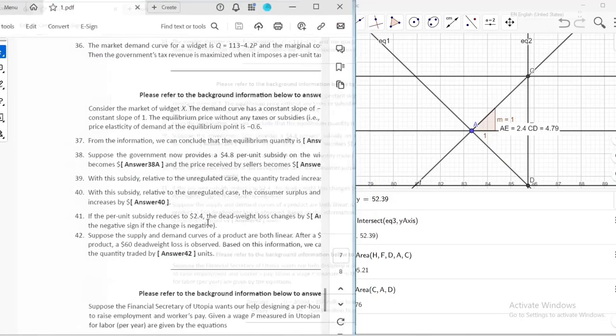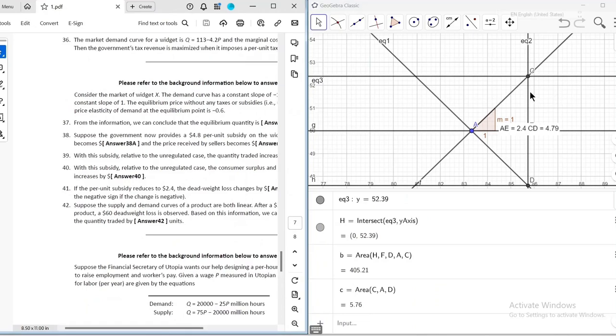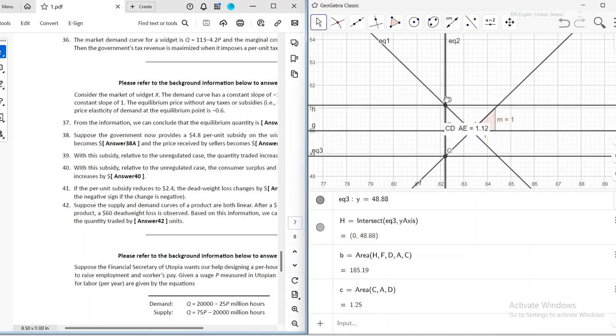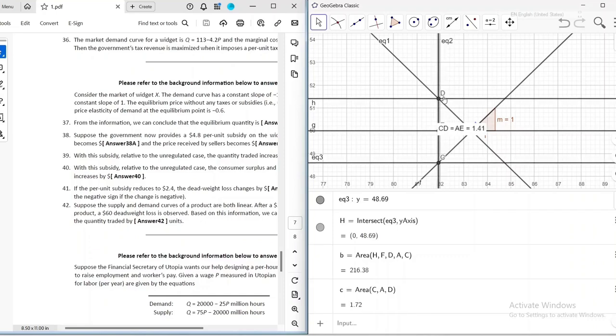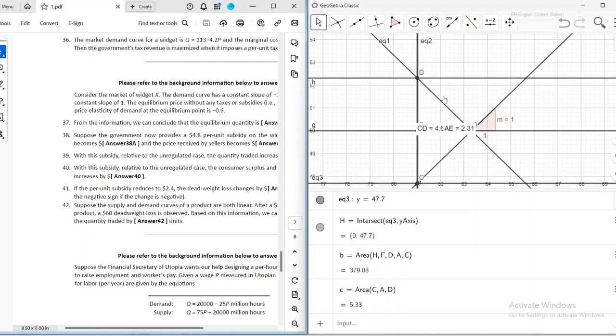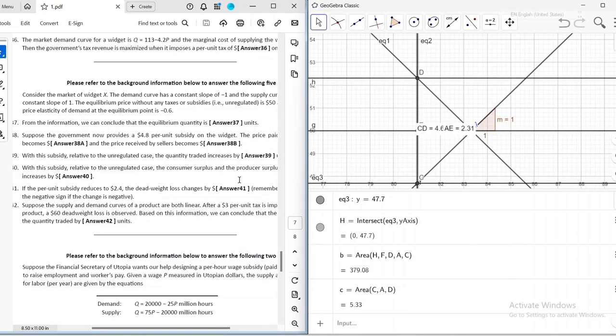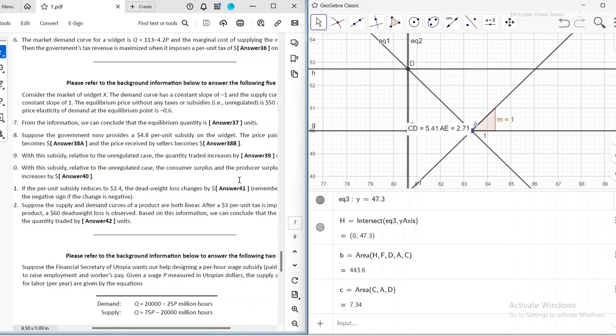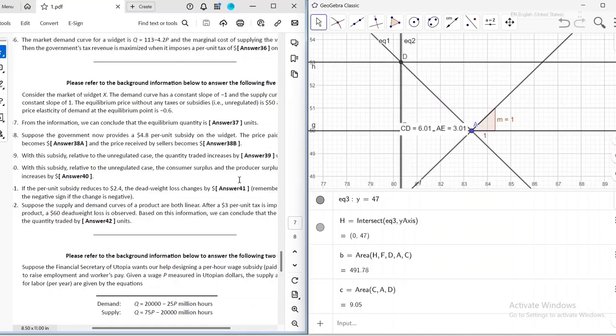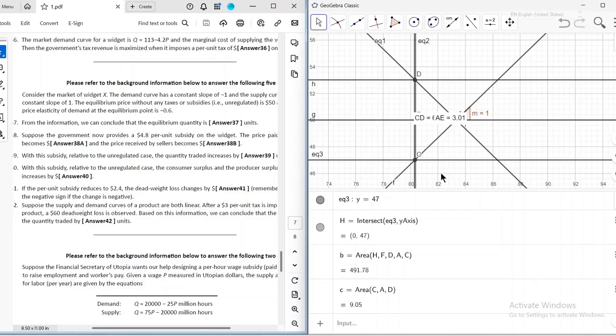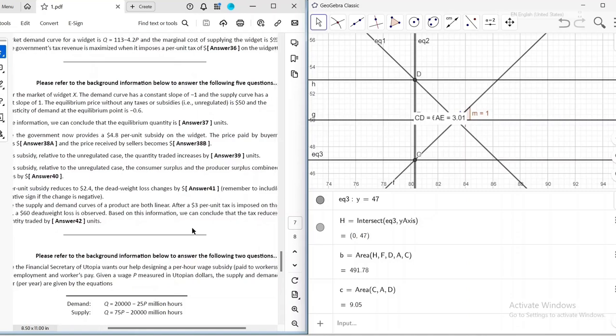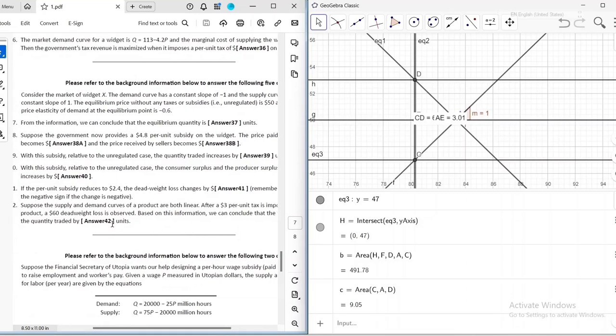Okay, so let's see. Let's move this line to this side and let's increase this until we reach $3, right? Okay, so this is almost $3. And what is the deadweight loss? CAD is the deadweight loss, right? So you can see, the question says $60 deadweight loss is observed.